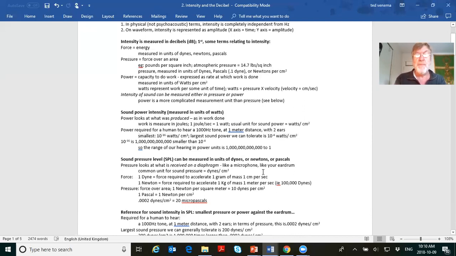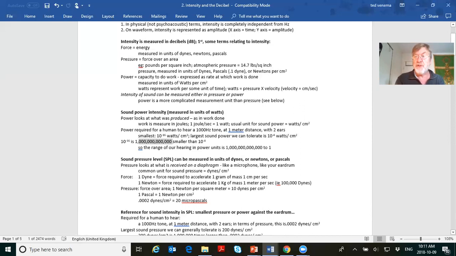10 to the minus 16 is 1 trillion times smaller than 10 to the minus 4. The largest you could tolerate was 10 to the minus 4. The smallest you could hear was 10 to the minus 16. What's the difference? 10 to the 12. So the range of our hearing in terms of power would be 10 to the 12. And that's quite a lot. 10 to the 12 is a 1 with 12 zeros behind it. 3, 6, 9, 12. First 1,000, or 1,000,000, or 1,000,000,000, or 1,000,000,000,000. So in terms of power, the range of our hearing from softest to loudest is 1,000,000,000,000 to 1.